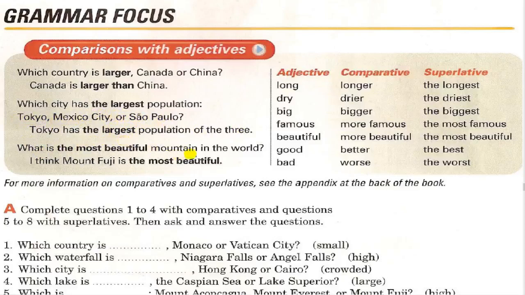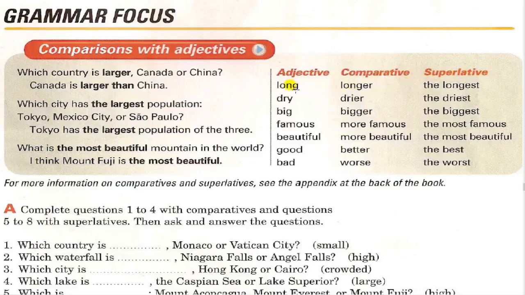What is the most beautiful mountain in the world? Mount Fuji is the most beautiful. So you compare Mount Fuji with all other mountains all over the world. Adjective, comparative, superlative. Comparative, comparison between one and one, so you make a comparison between two. Superlative, one and two, three, four, five.